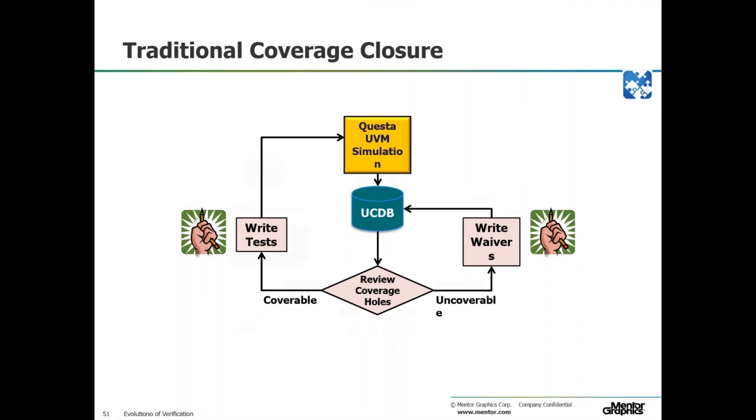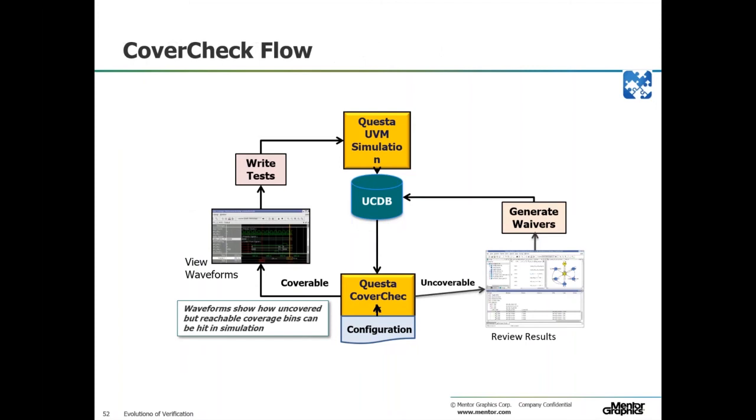So what CoverCheck does is you go through that same front end, you run your regression suite, you get a UCDB, but then you turn that UCDB database over to CoverCheck with your code, and it will come back and it will either say, this code is uncoverable for this reason, and it will generate the waiver files for you, or it will say, this code is coverable, and here's the stimulus that you'd have to put on your device.